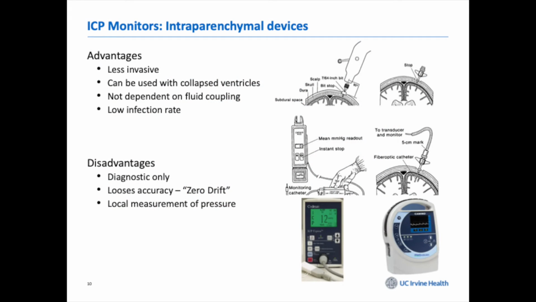The downsides, you have no therapeutic option with this, and you tend to get this loss of accuracy over several days where the number tends to drift away from the true measure. The other big disadvantage to these monitors is they're very point specific. You are measuring the 1 centimeter cubed spot right around the tip of that catheter. You are not measuring pressure on the other side of the brain. So if you put this on normal brain and the mass effect is on the other side, you may be missing a lot of problems.